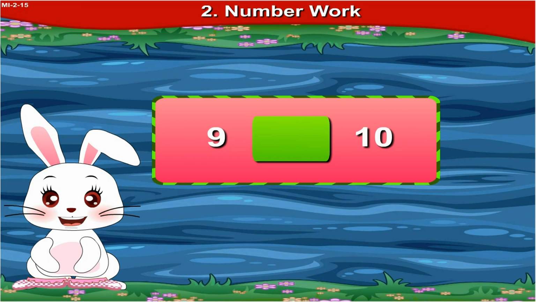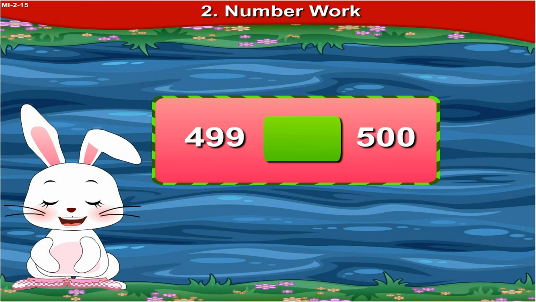9, box, 10. 9 is smaller than 10. So we'll put a symbol of smaller or lesser towards 9. 49, box, 50. 49 is lesser than 50. So we'll put a symbol of lesser facing towards 49 in this manner. 499, box, 500. Again, 499 is lesser than 500. So we'll put the symbol of lesser towards 499.